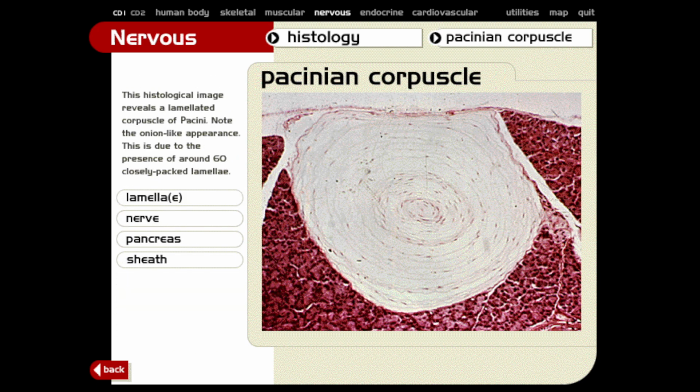This histological image reveals a lamellated corpuscle of Pacini. Note the onion-like appearance. This is due to the presence of around 60 closely packed lamellae.